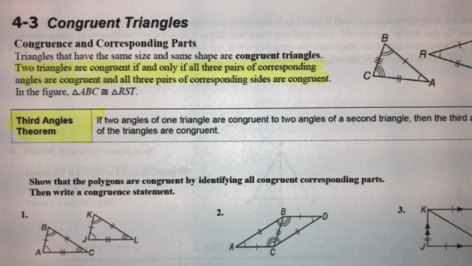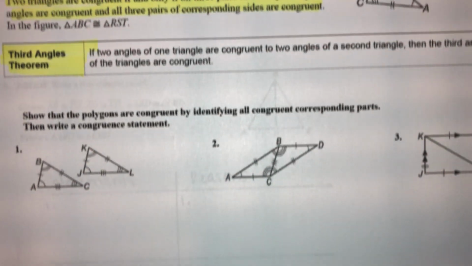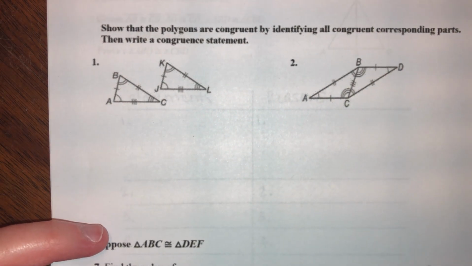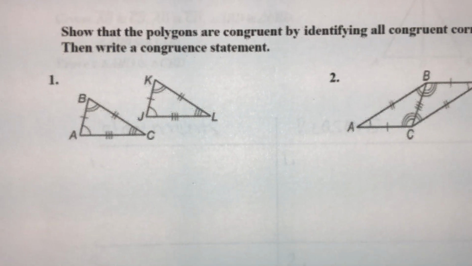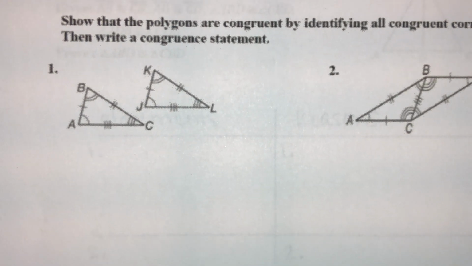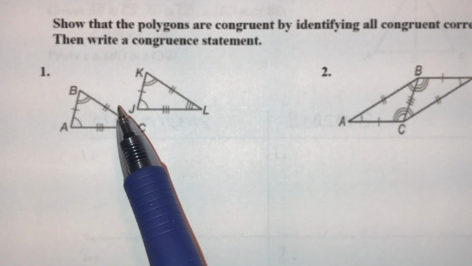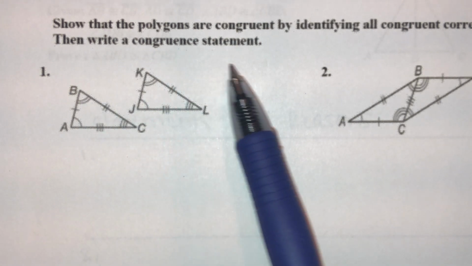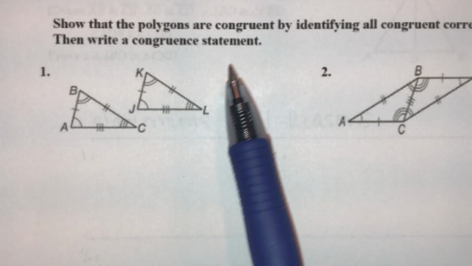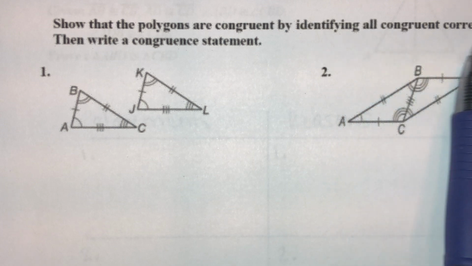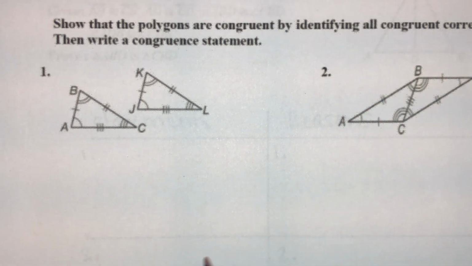So let's look at numbers 1, 2, and 3, and we have to start identifying congruent parts of triangles. So I'll zoom in a little bit here. Okay, so the directions say, I know you can't read them all, show that the polygons, which are triangles, are congruent by identifying all congruent corresponding parts. Then write a congruence statement.